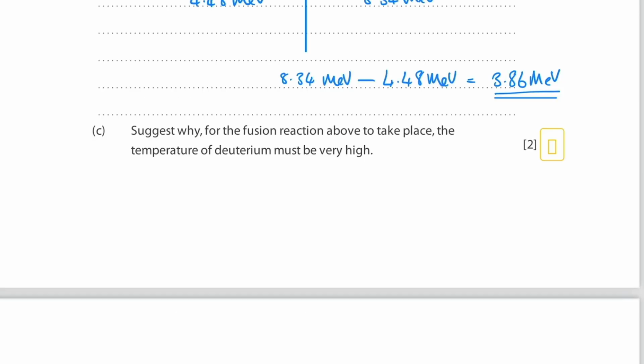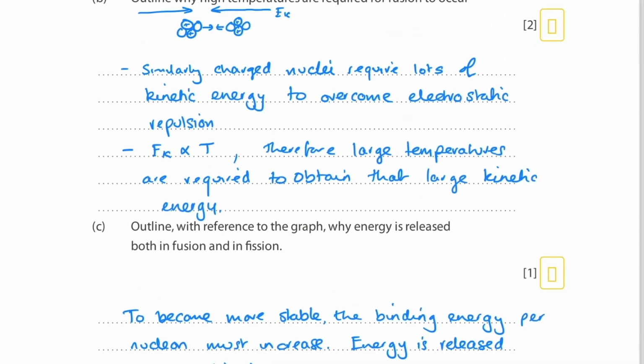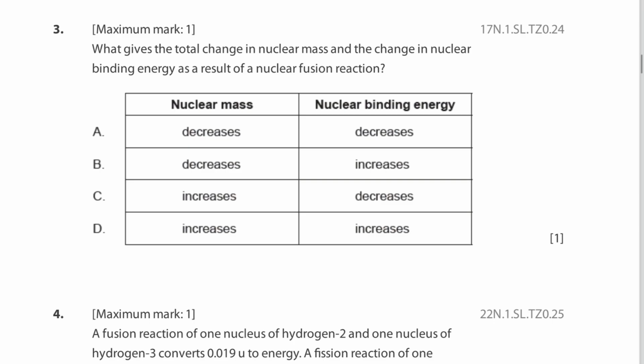C. Suggest why, for the fusion reaction above to take place, the temperature of deuterium must be very high. We've just answered that question in 1B. I'm not going to repeat it. The answer's there. Question 3.